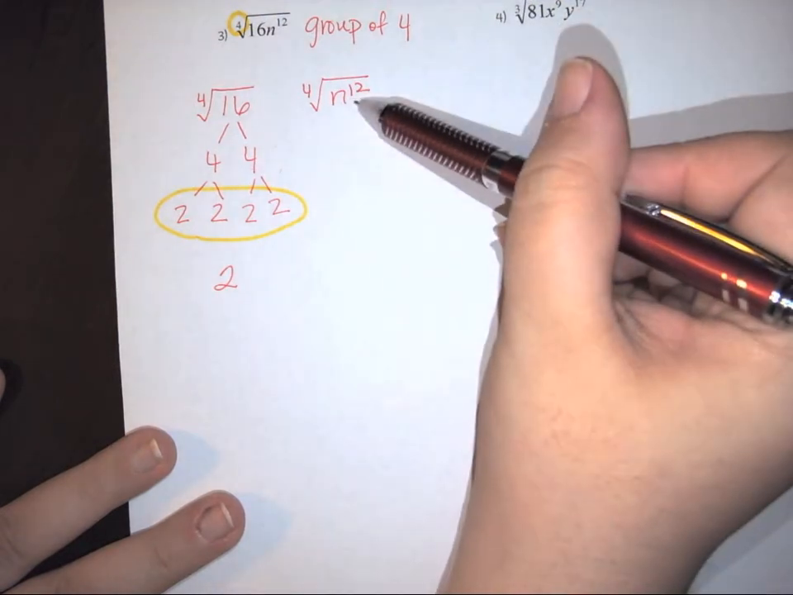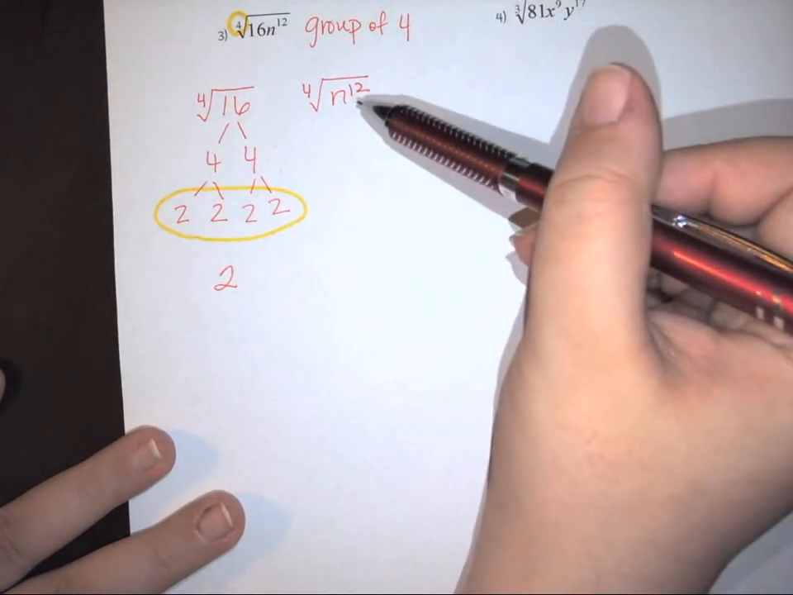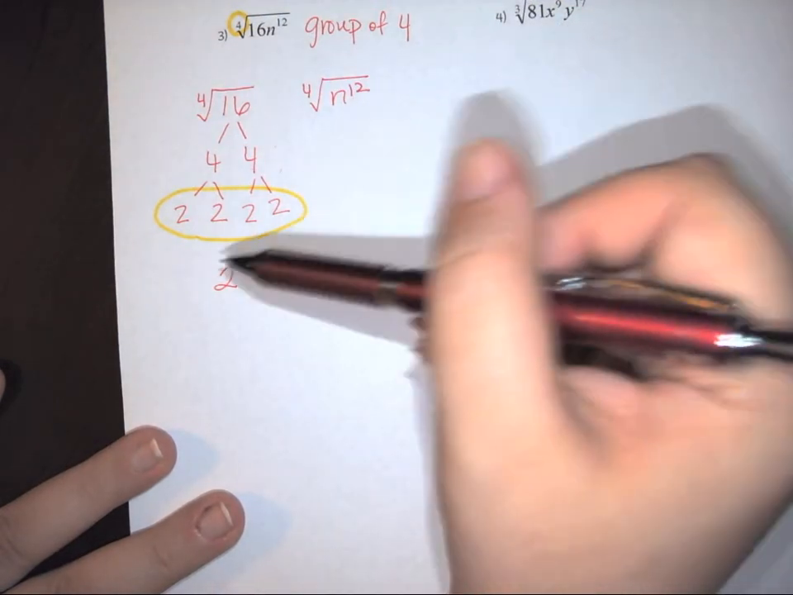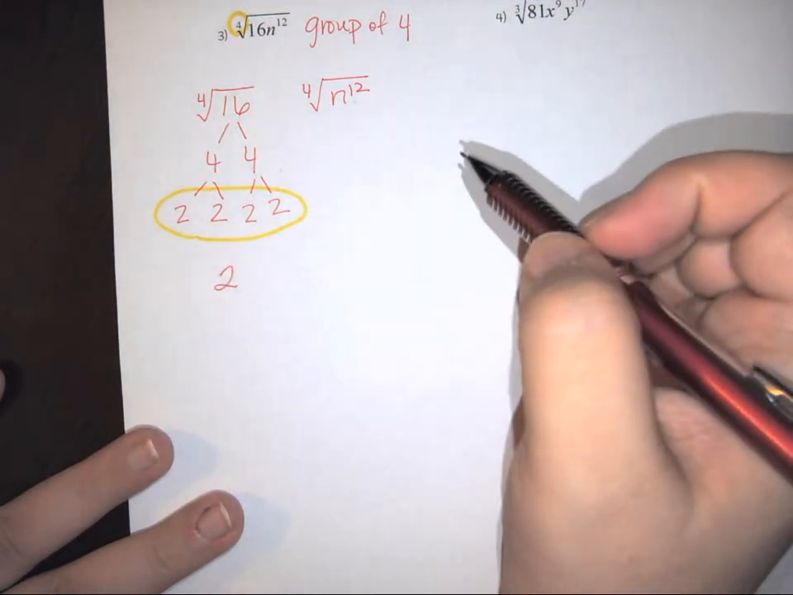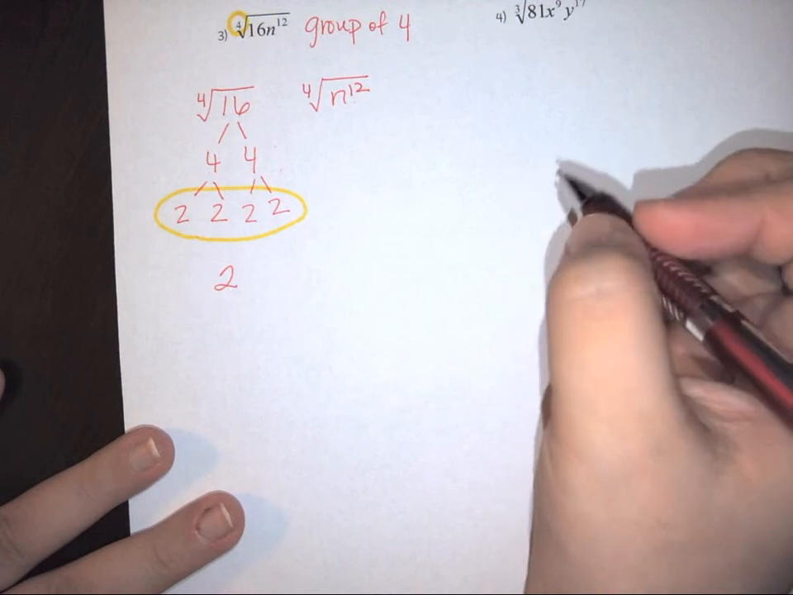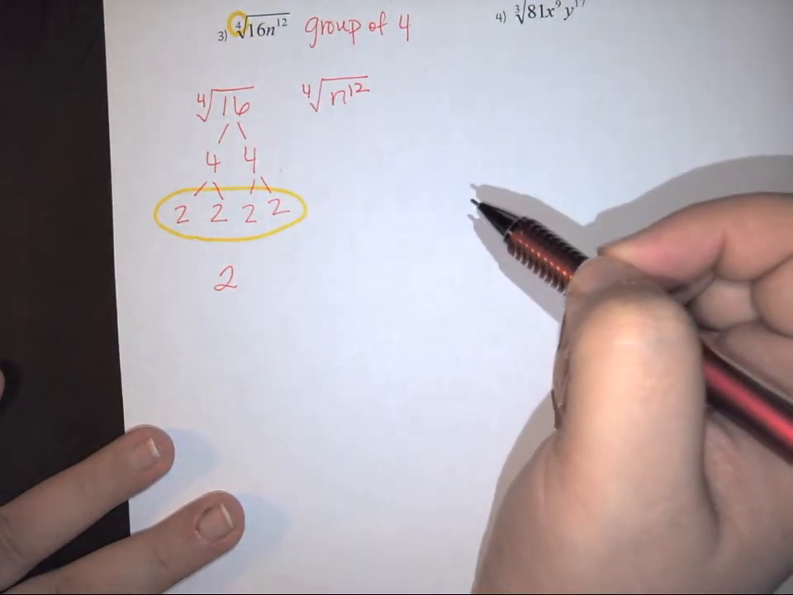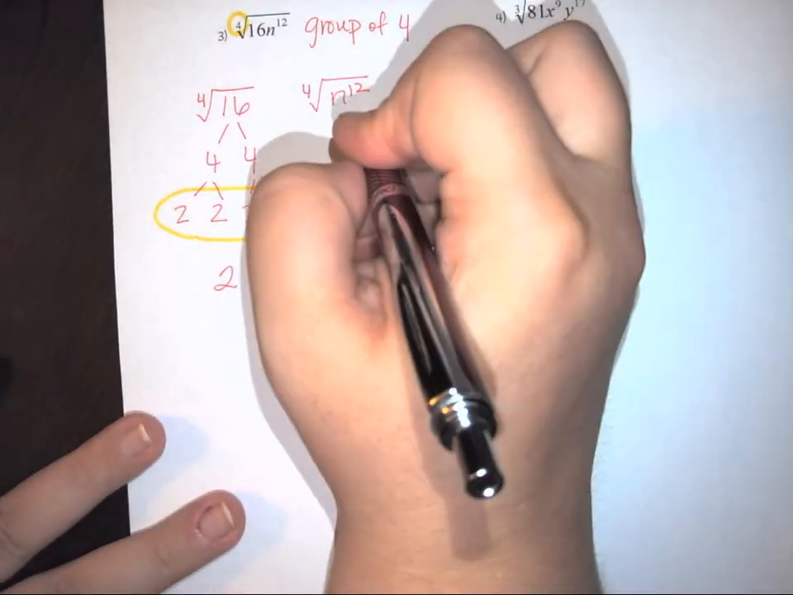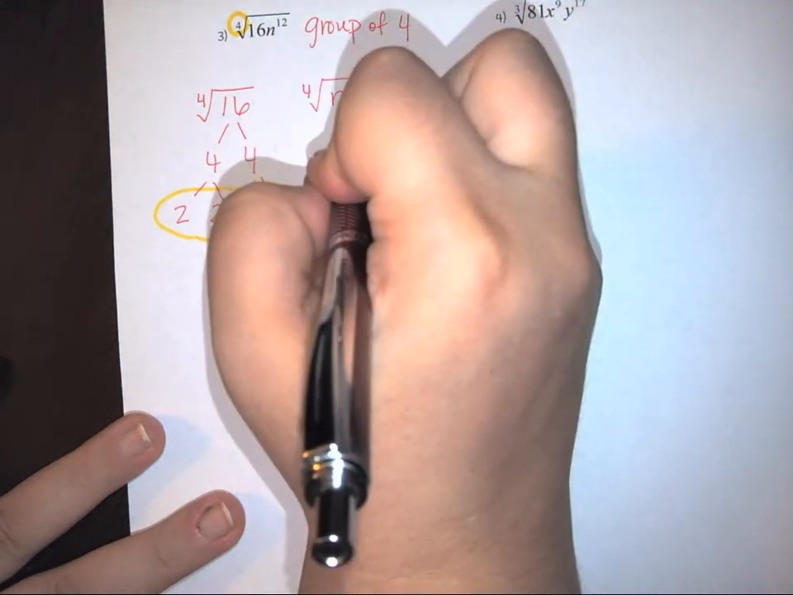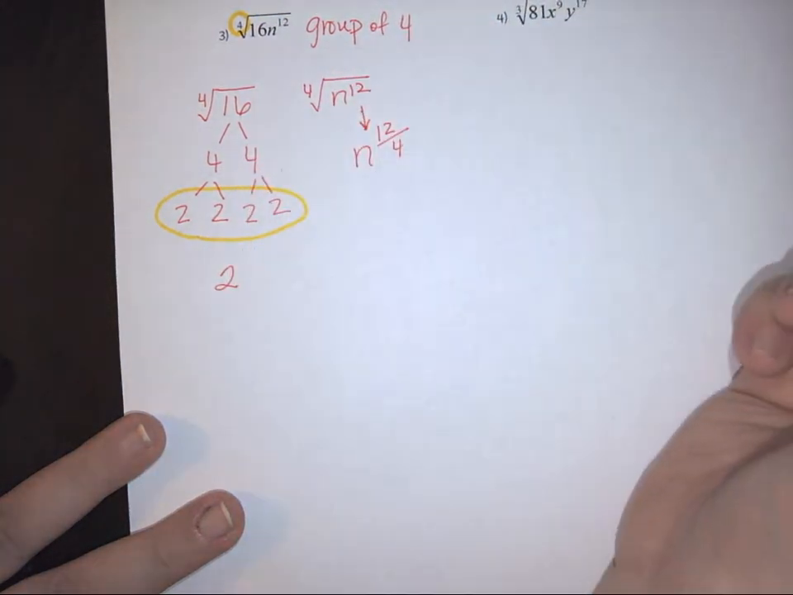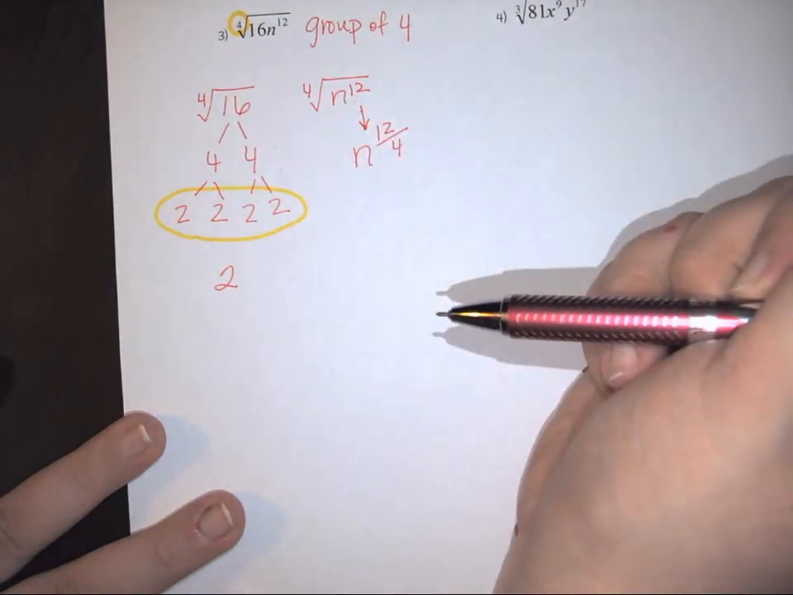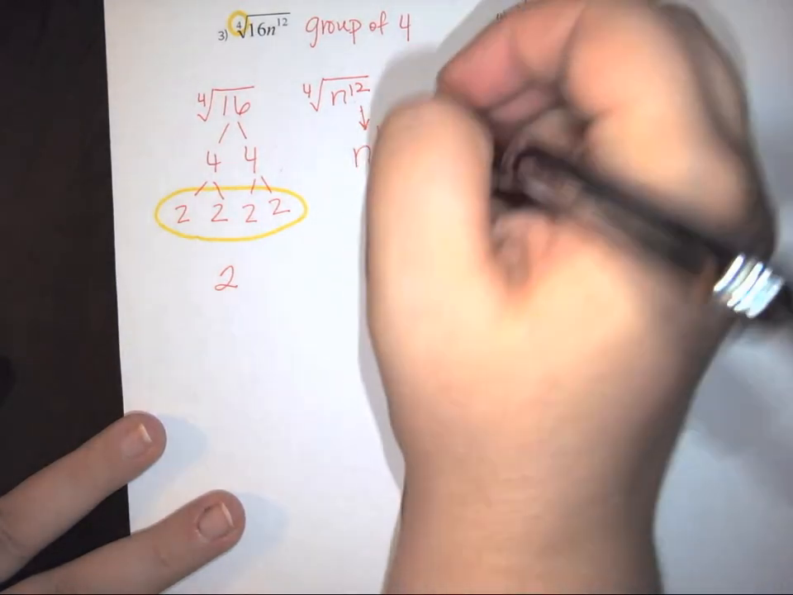Now when I'm looking at the other fraction, again, one thing I could do with it is list out 12 n's and circle groups of 4. Or if I want to look at it algebraically, I need to break this down. In order to break it down, I have to do n to the 12th divided by 4 and see if that works evenly. In this case it does.